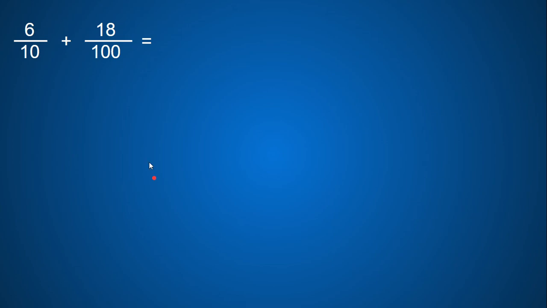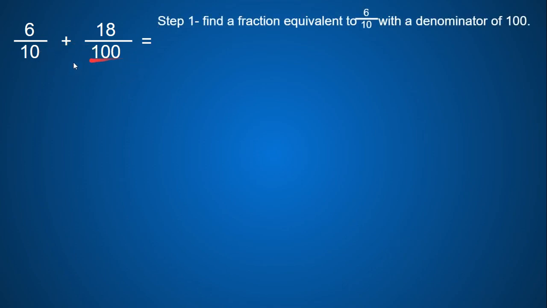I'm going to add 6/10 plus 18/100. However, right now I cannot add these two fractions because they do not have a common denominator. In order to add fractions, we need to make sure this denominator is the same as that. So I will need to find an equivalent fraction of 6/10 that has a denominator of 100.